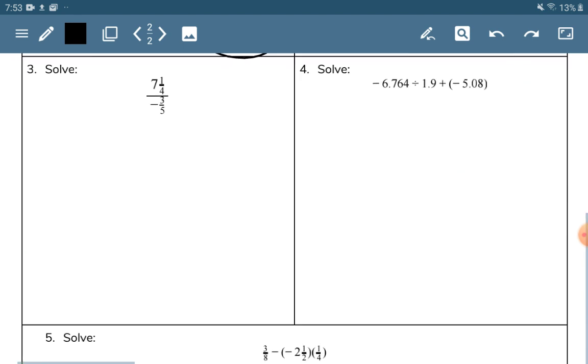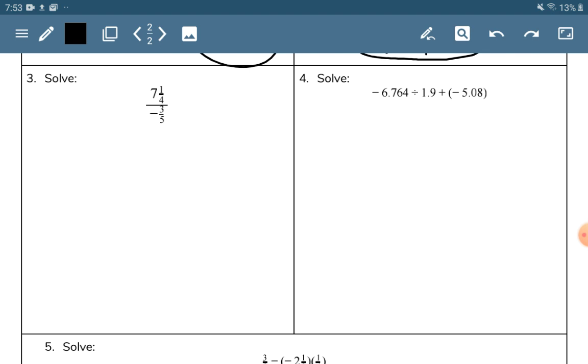Now, sometimes you're not going to have to distribute at all. Sometimes it's just using your order of operations and what you know about other problems we've done. So this one is 7 1/4 over negative 3/5. It's written like a fraction, and one thing we've talked a lot about this year is how every fraction actually represents a division problem. So this is really just showing 7 1/4 divided by negative 3/5.